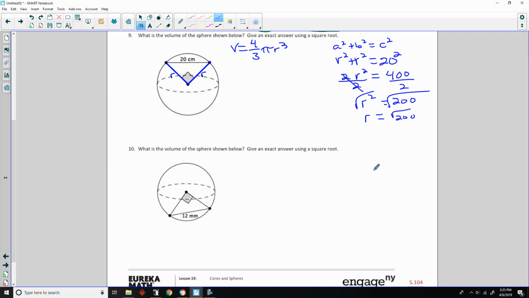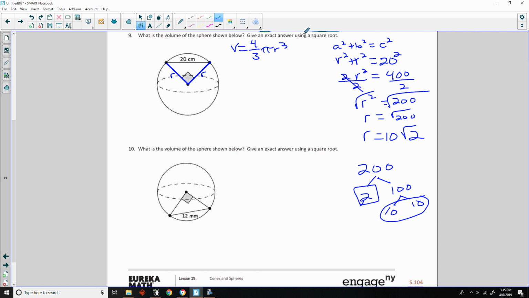Well, I'll do this down here, but I have to erase it. 200's factor tree looks like this. I know 100 is a perfect square, so let's just cut to the chase. It's 10 times 10. So there's my pair. And here's my leftover. Okay, so r is 10 square root 2.